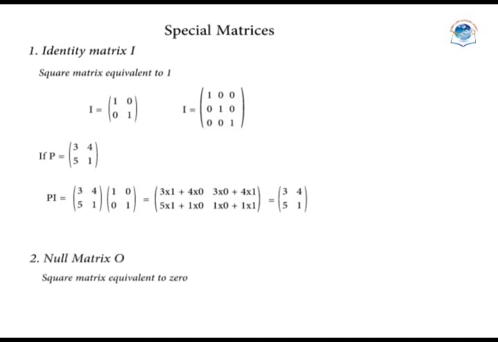A null matrix is a matrix where all elements are 0. It's denoted by O, and so O is equal to 0, 0, 0, 0.